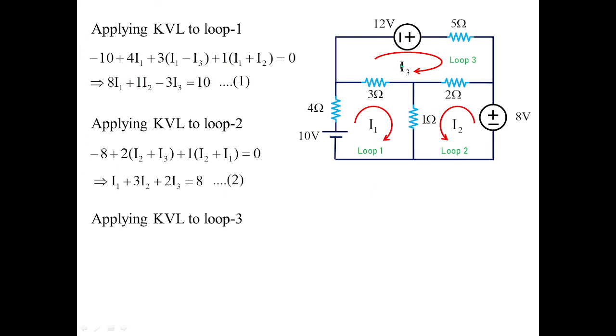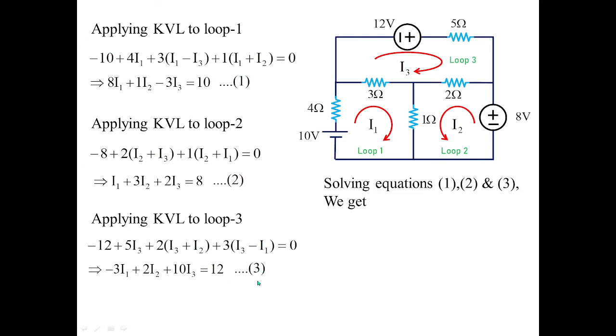Going with the third loop, I am going to start with minus 12. So minus 12 plus 5I3 plus 2 times I3 plus I2, plus 3 times I3 minus I1. Why I3 minus I1? Because I1 and I3 loop directions are in clockwise. The loop which you are going to consider is the dominating loop, and the loop which has the shared resistance will be least dominating. That is why I3 minus I1 equal to 0. Simplifying this equation, minus 3I1 plus 2I2 plus 10I3 equal to 12.